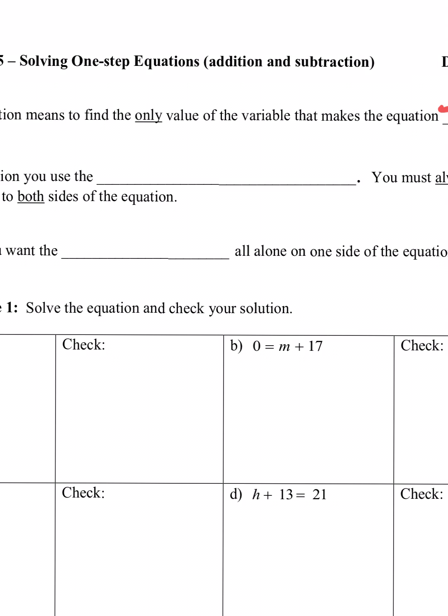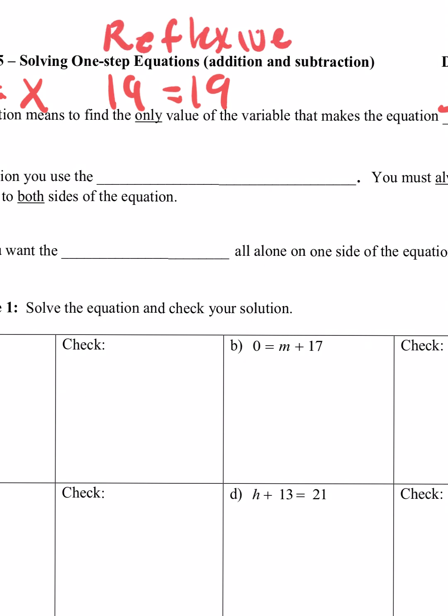So for example, if I say x equals x, that's obviously a true statement. Any number would equal itself. So for example, 19 is equal to 19. That's a true statement. This is actually called the reflexive property of equality. Every number is simply equal to itself. That's a true statement. To solve an equation, you're going to use inverse operations.